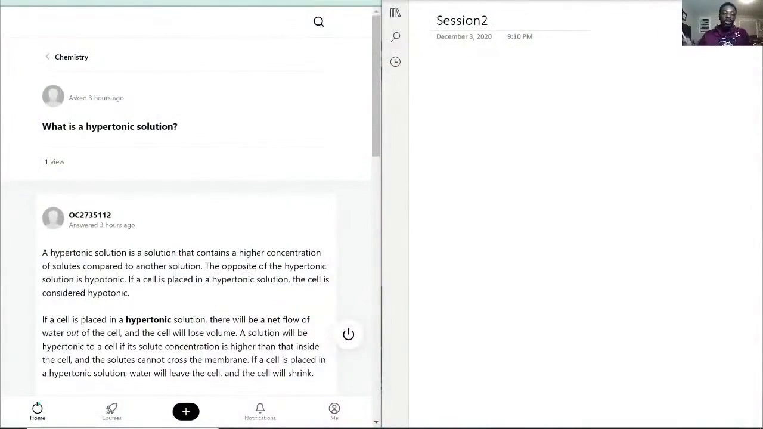Alright, so with all that being said and our formalities out of the way, let's kick off this session with our first question. What is a hypertonic solution? So what does it mean to be hypertonic?